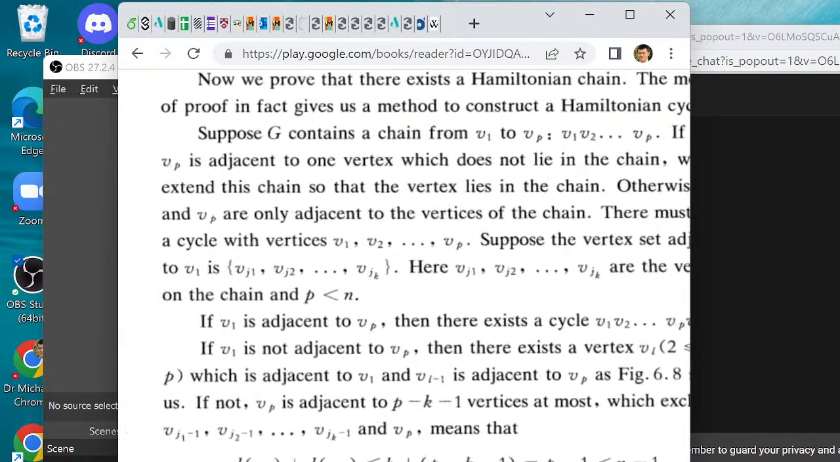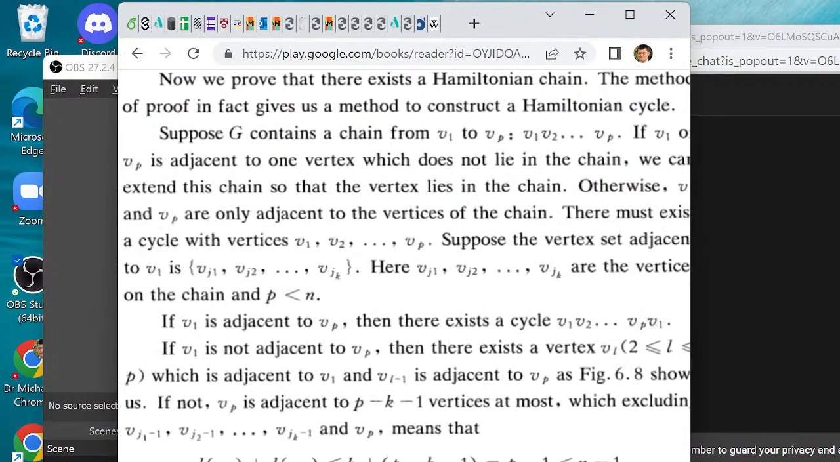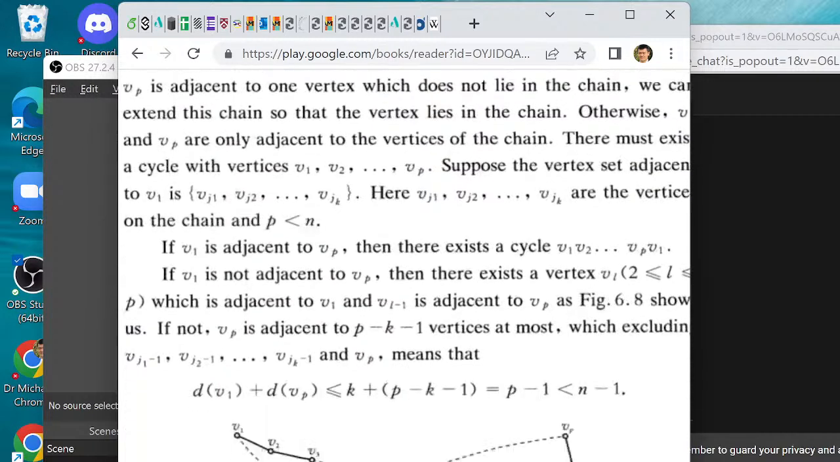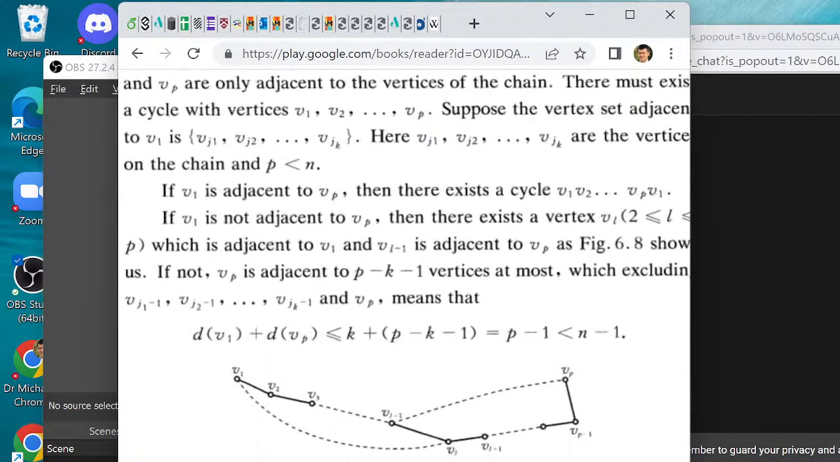Otherwise, V1 and Vp are only adjacent to vertices of the chain. Okay, so we do it until we can't do it anymore. So not next to anything else. So it's kind of like, maybe there's a picture down the bottom here, so it's like this chain up to VP, yeah?